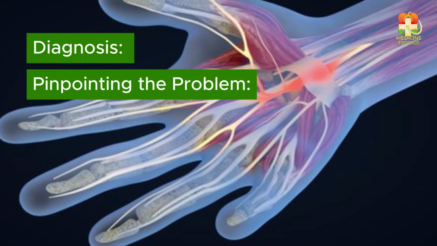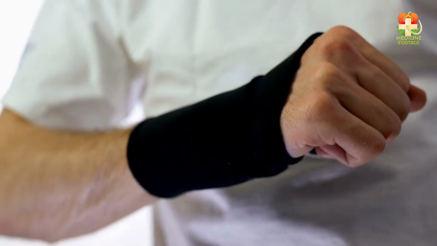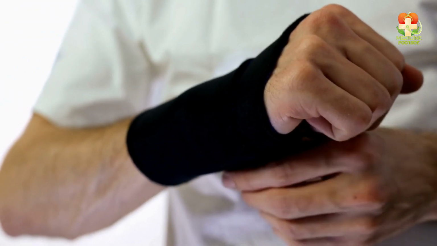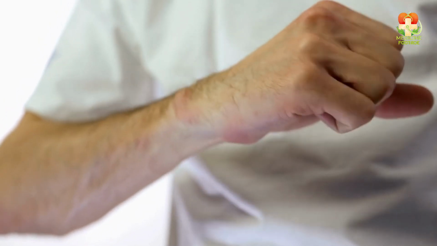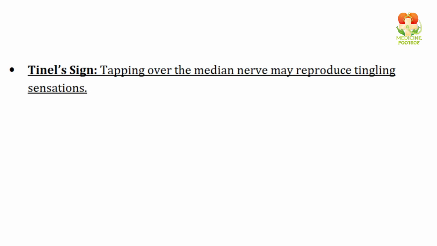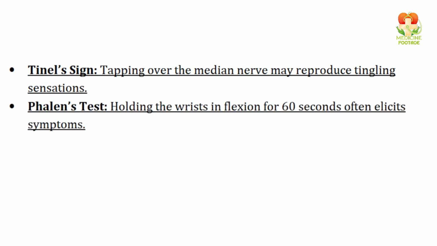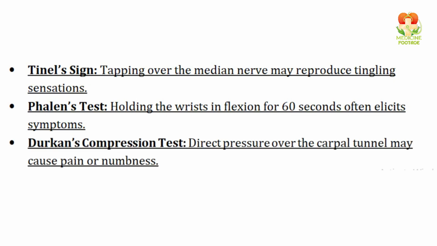Diagnosis: pinpointing the problem. Diagnosing carpal tunnel syndrome starts with a thorough history and physical exam. Key diagnostic tests include Tinel's sign: tapping over the median nerve may reproduce tingling sensations. Phalen's test: holding the wrists in flexion for 60 seconds often elicits symptoms. Durkan's compression test: direct pressure over the carpal tunnel may cause pain or numbness.